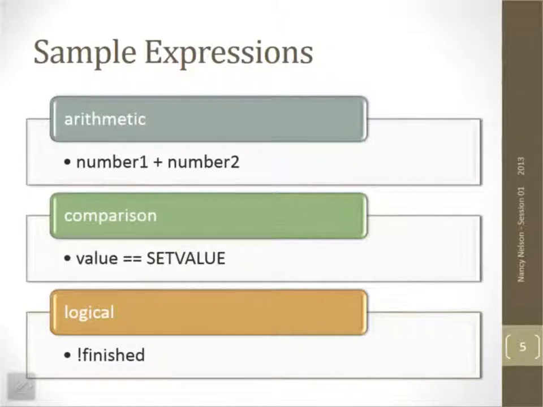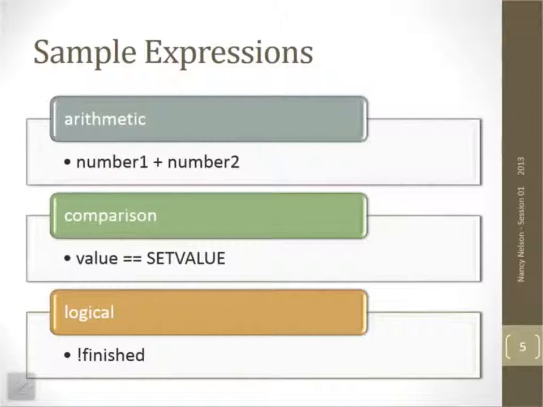So let's take a look at some sample expressions. Let's look at an arithmetic expression first. Here we have a variable called number1 added with a plus operator to a variable called number2. Now, how do I know those are variables? Well, I'm assuming that because they're in lowercase they are. If someone doesn't follow the style conventions of C, they could be constant values, but it's pretty safe to assume that things in lowercase are variables.